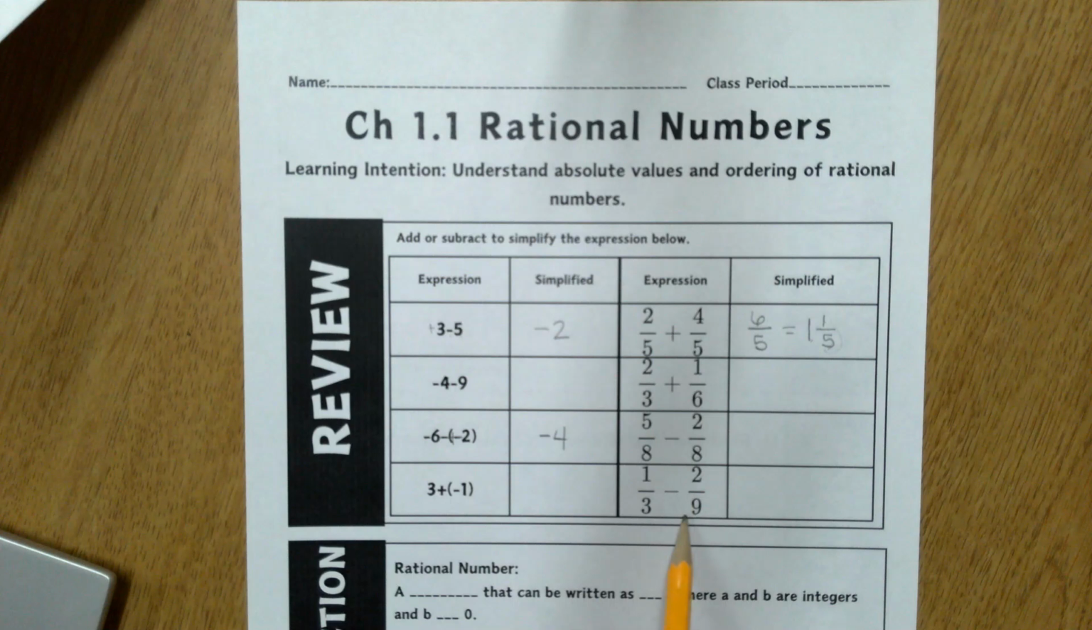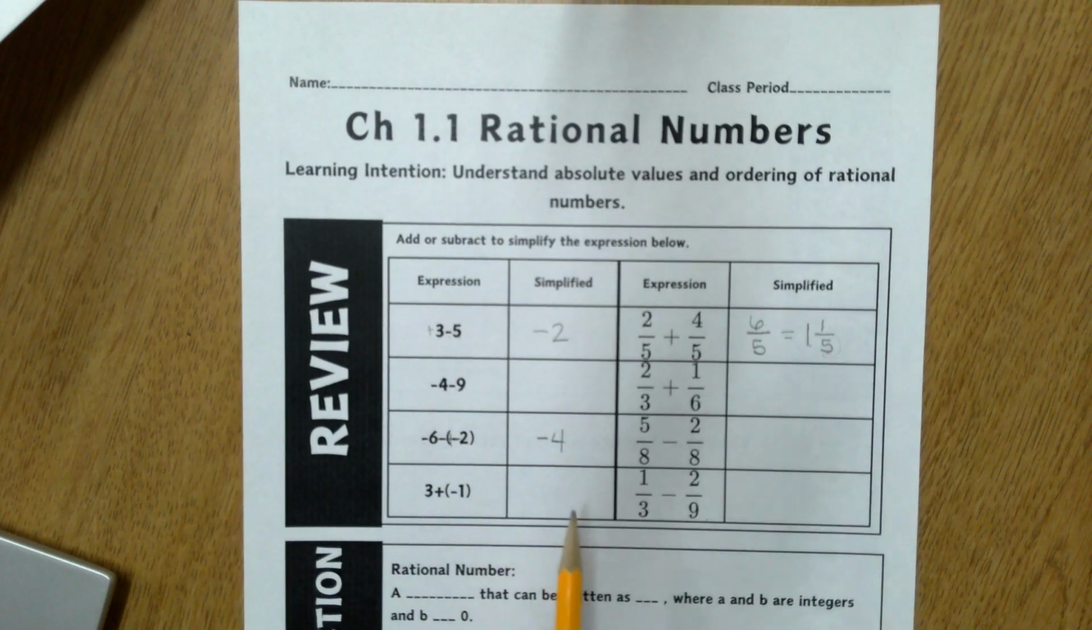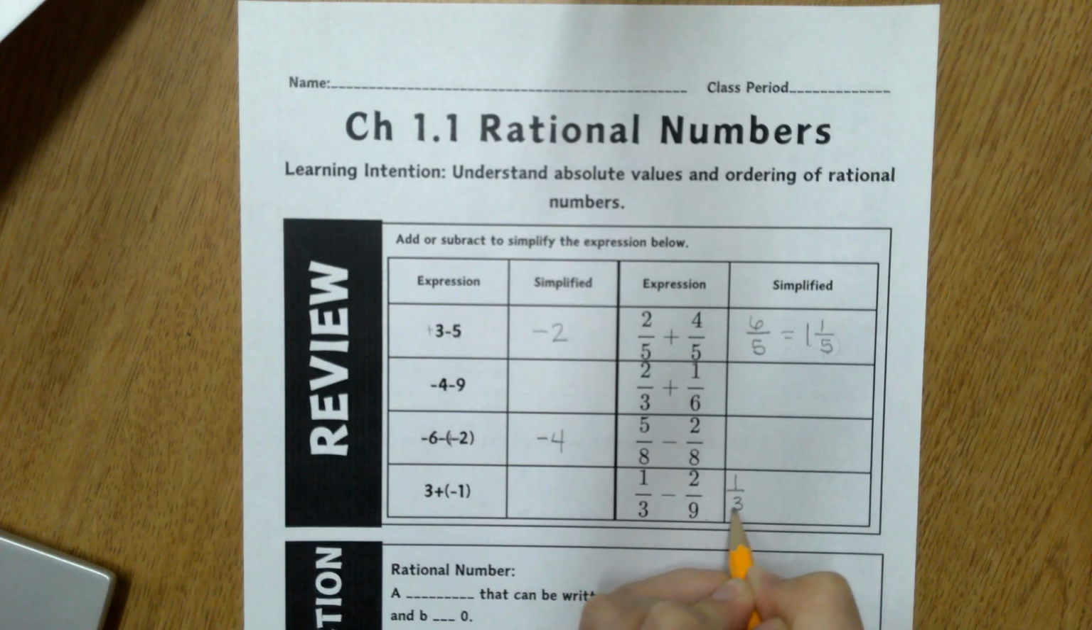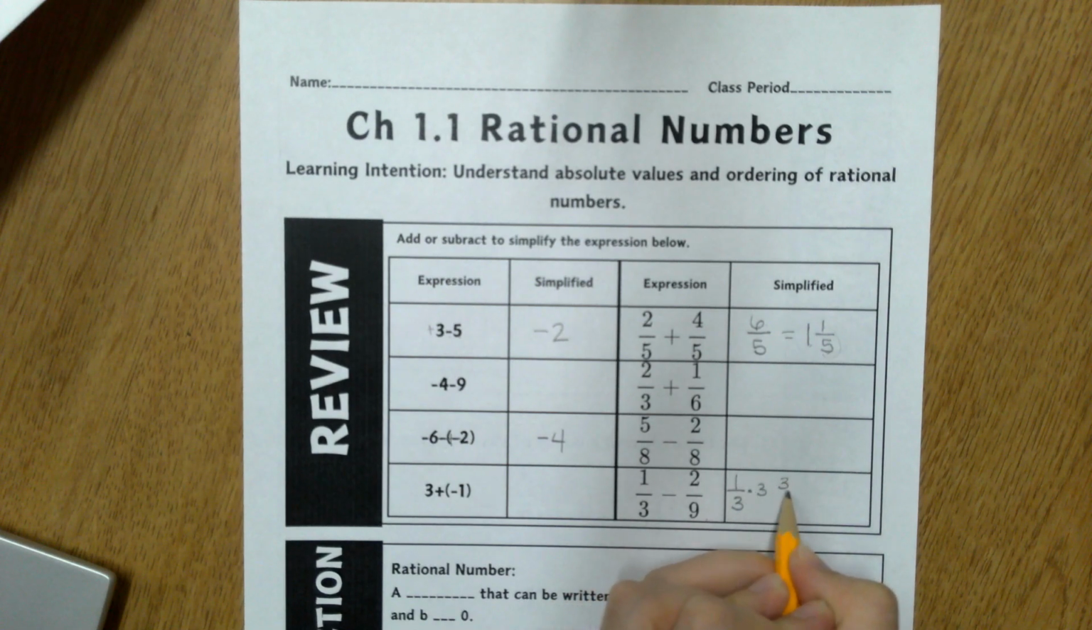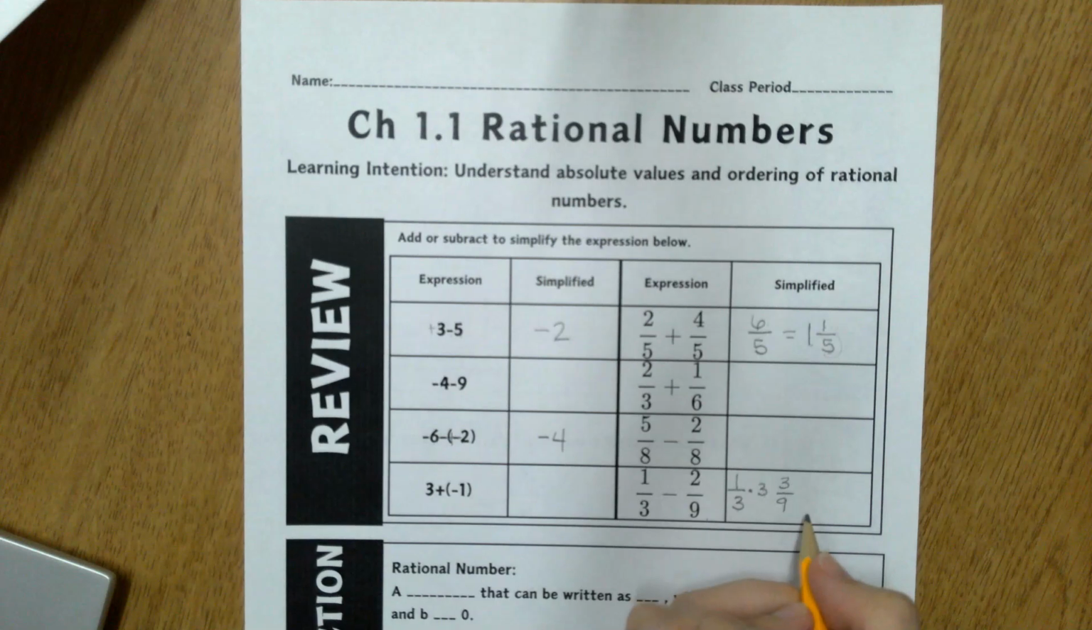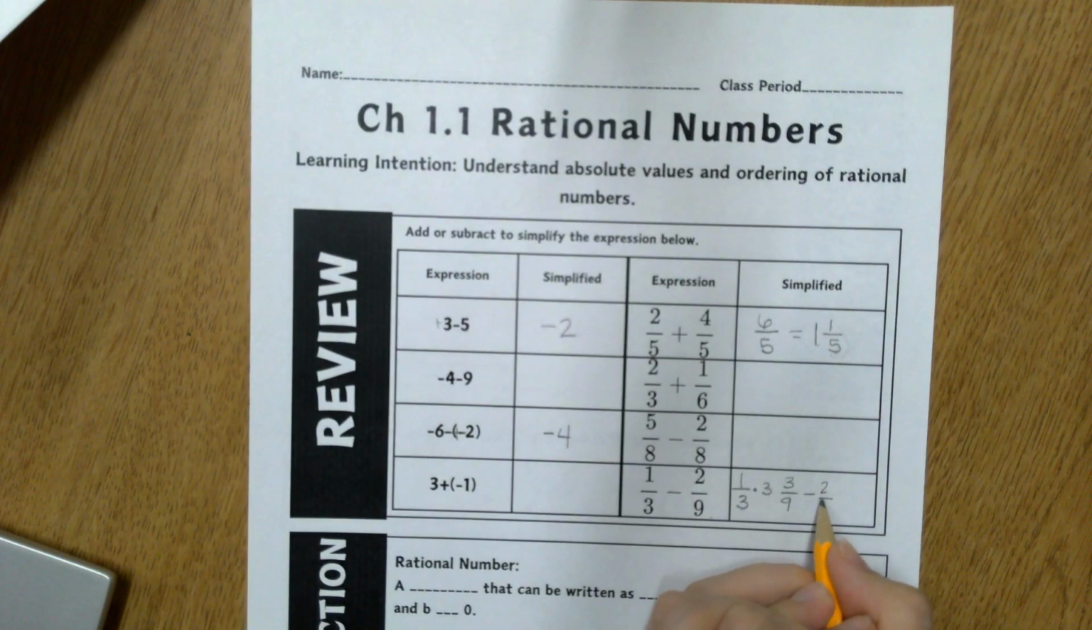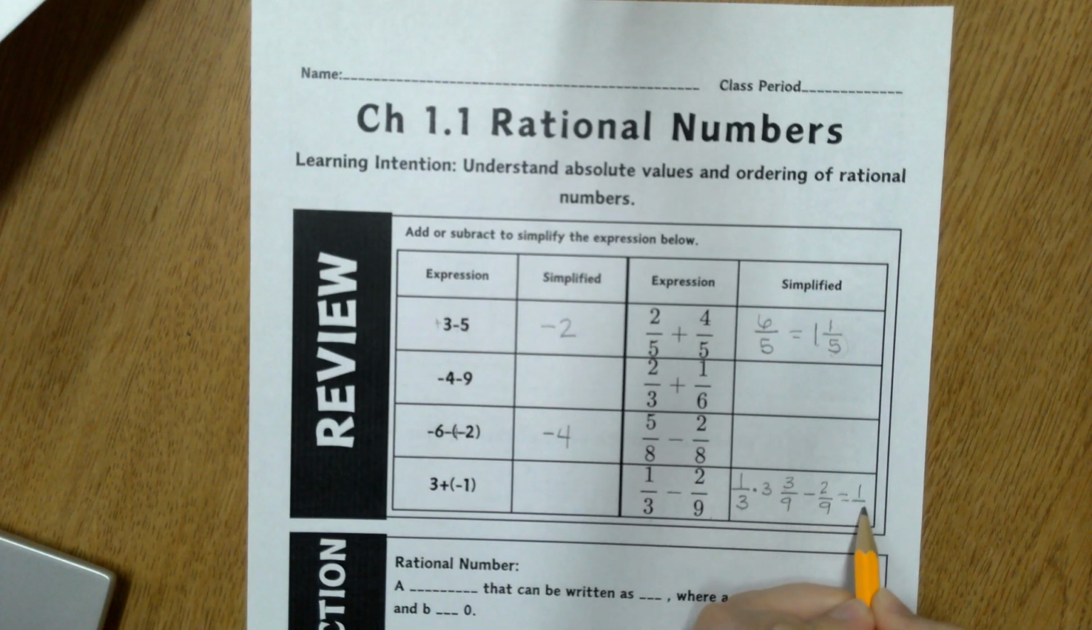1/3 minus 2/9. Our denominator here is not the same. I need to get those denominators to be the same, so I'm going to look for the least common denominator. And the easiest method here for this problem would be to make this 3 into 9. The way that I can do that is to take 1/3, and then I'm going to times that by 3. So 1 times 3 is 3. 3 times 3 is 9. And now I can subtract 2/9. So now I have 3/9 minus 2/9, which would be 1/9.